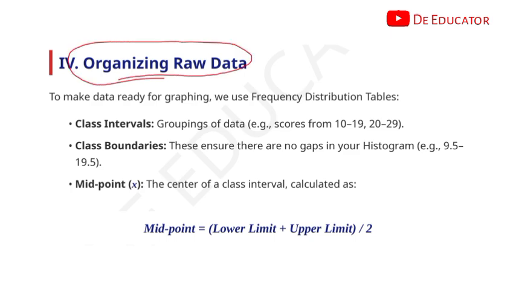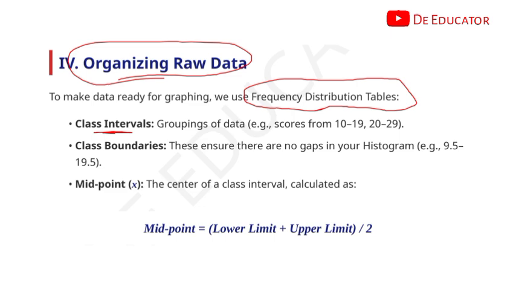Organizing raw data. To make data ready for graphing, we use a frequency distribution table. In a frequency distribution table, there are things that you will find. These include, number one, your class interval. So what exactly is class interval? It is the grouping of data.